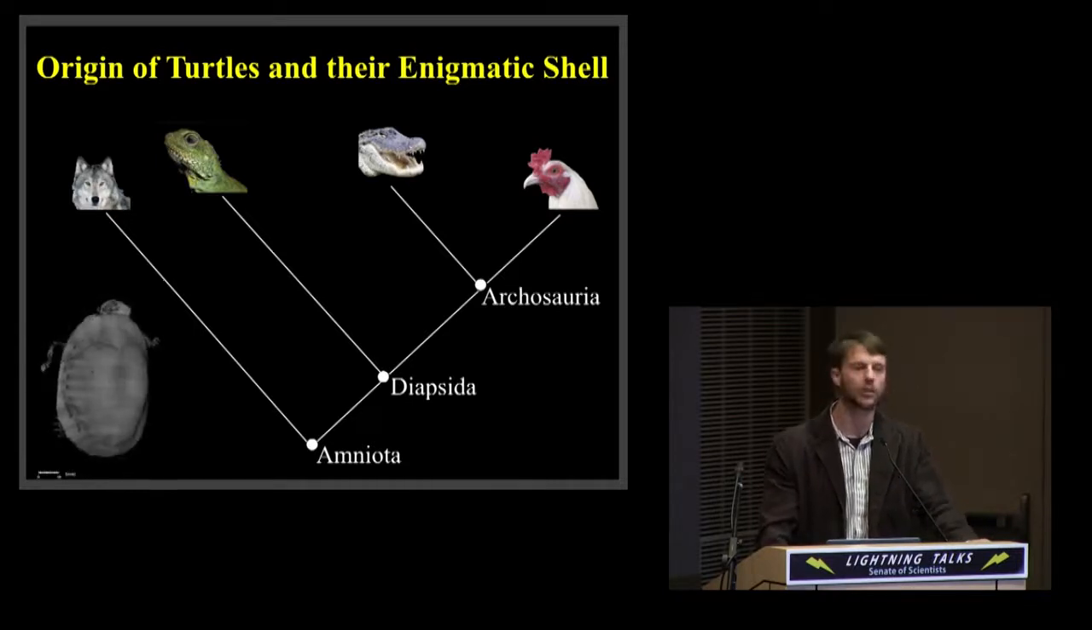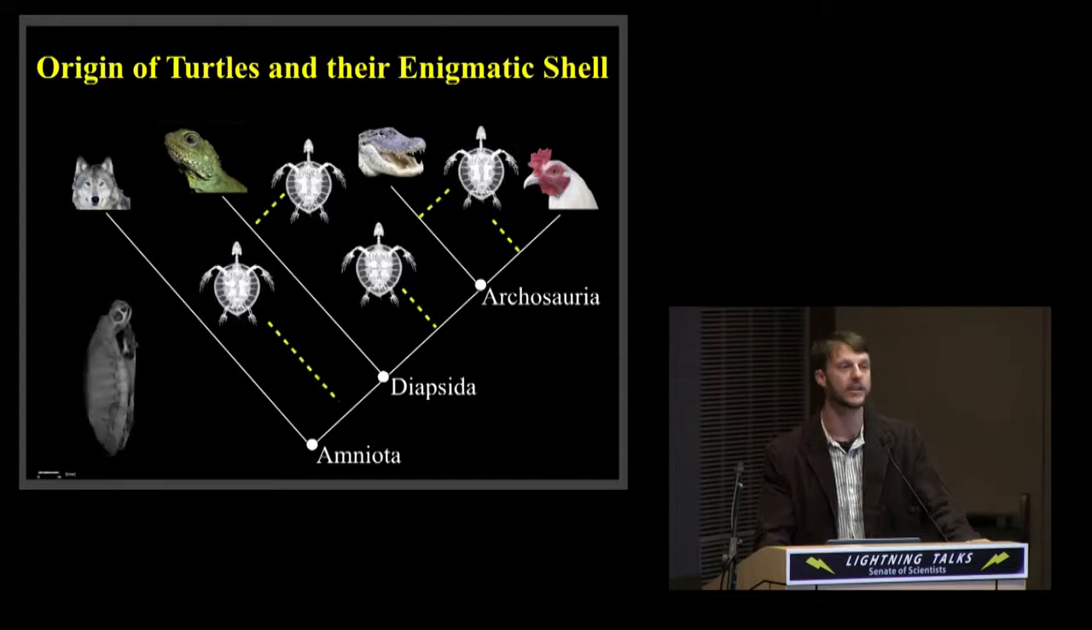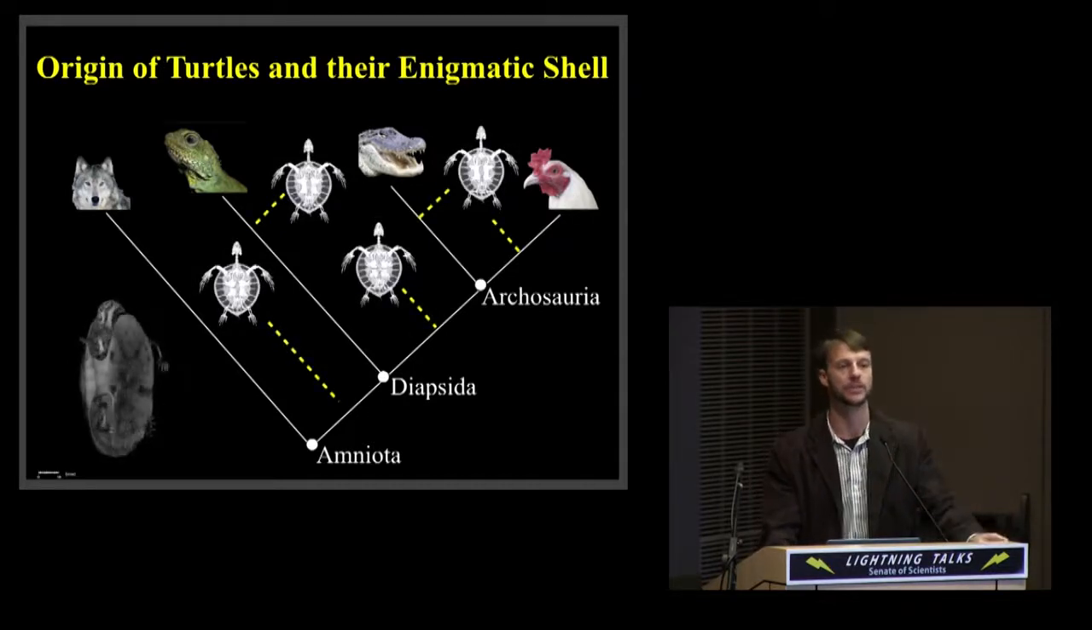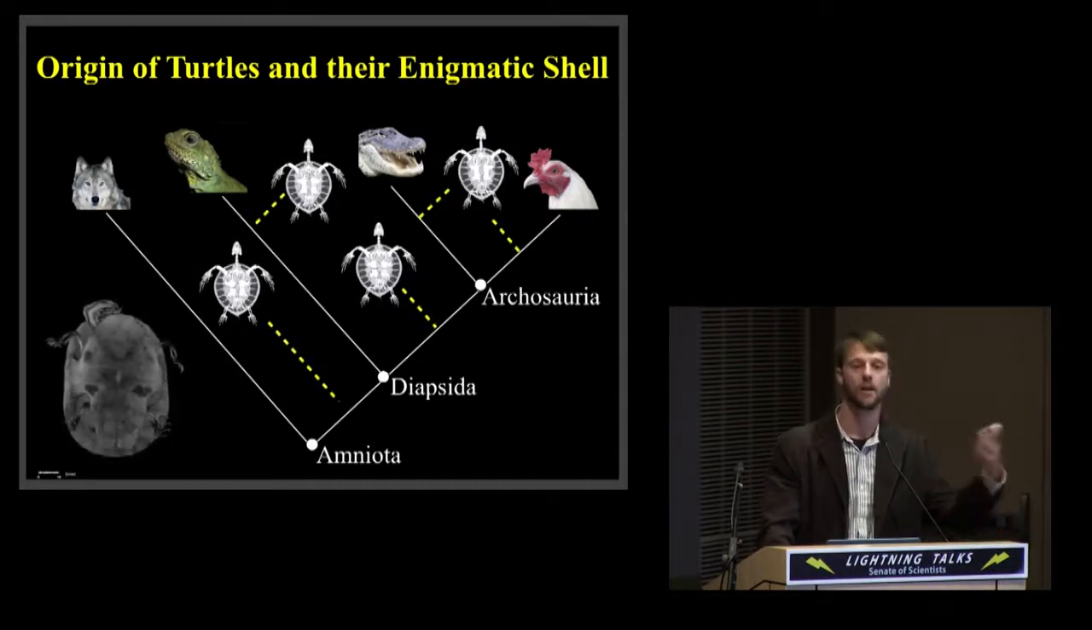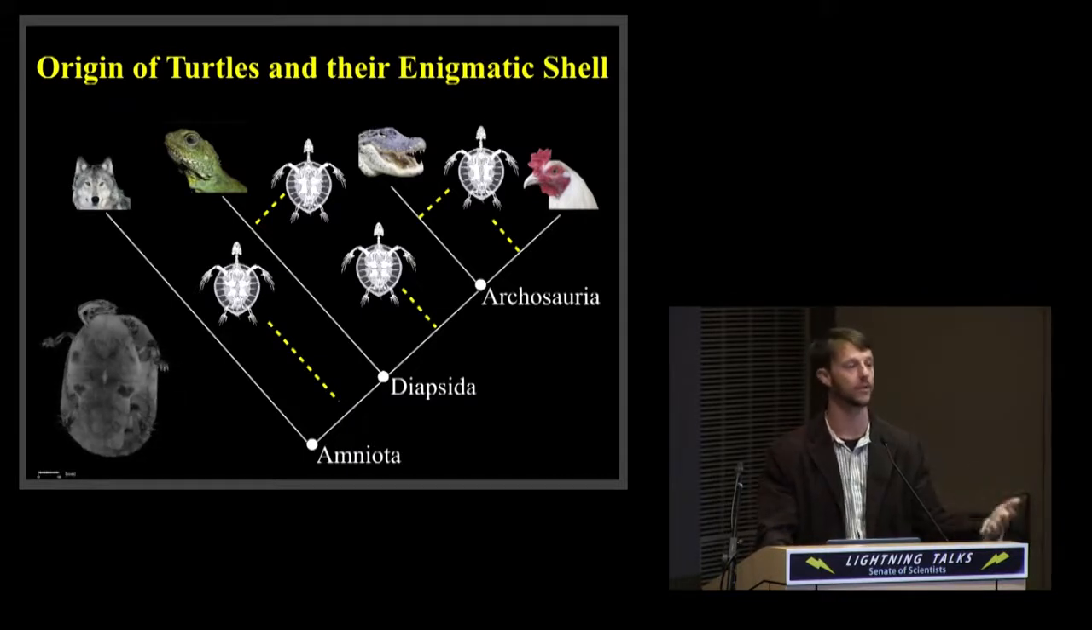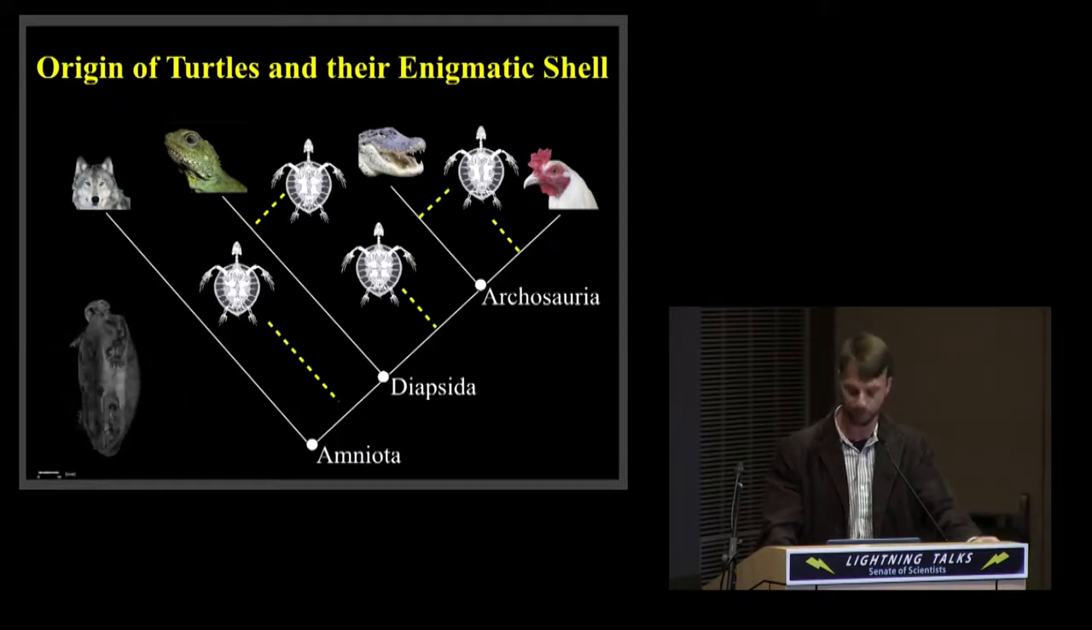Now, if we only consider living groups in an analysis published within the last 10 years, we can see that turtles have occupied every possible position on the amniote tree of life. Obviously, this is a problem, and lots of work needs to be done to resolve this issue.